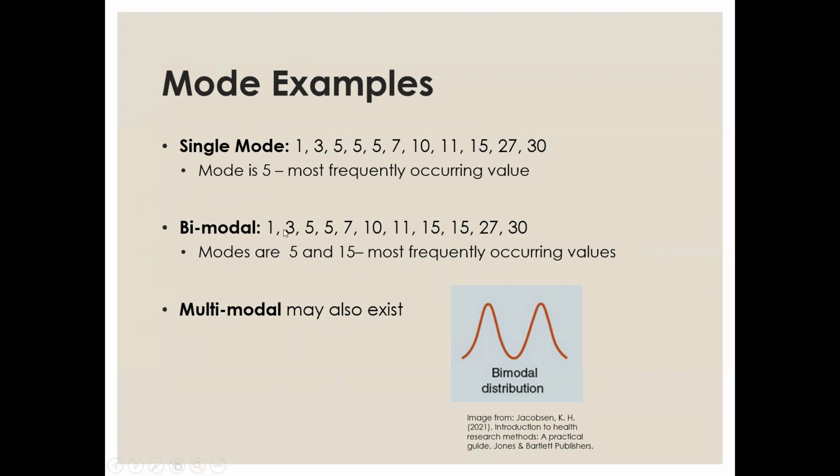Here we have the same distribution, but if you look carefully, 5 reappears and 15 reappears. So 5 and 15 appear twice. This would be bimodal, 5 and 15. If we had a case where there was another 30 here, the number 30, it would be trimodal, right? So this is just what are the most frequently appearing values.